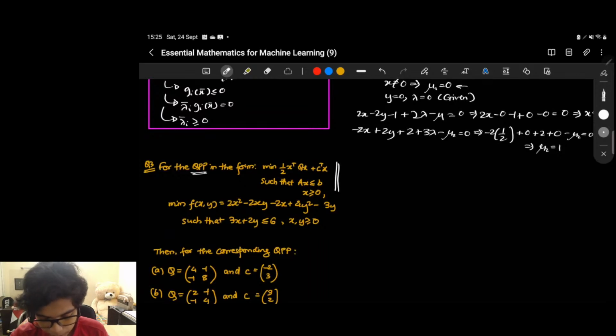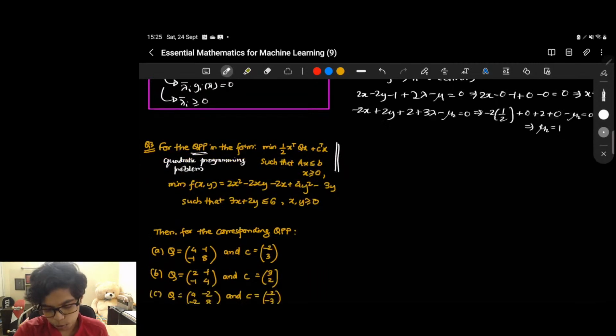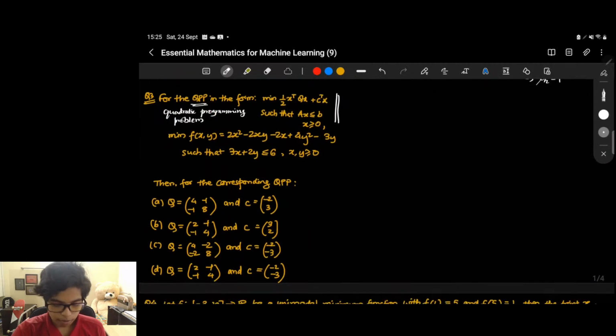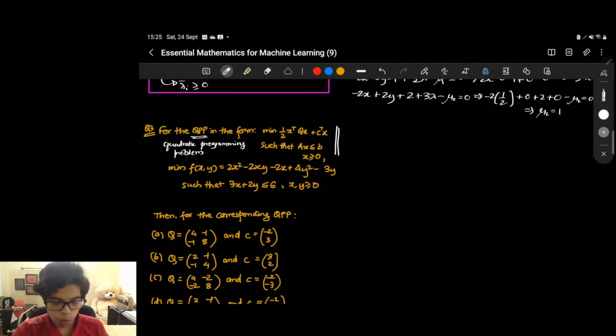So QPP means what? It is quadratic programming problem. Again, I am not a big fan of short forms because they just make things so much confusing. So QPP means quadratic programming problem in this course. Maybe in some other course you are using some other short form for something. So yeah, over here it means quadratic programming problem.